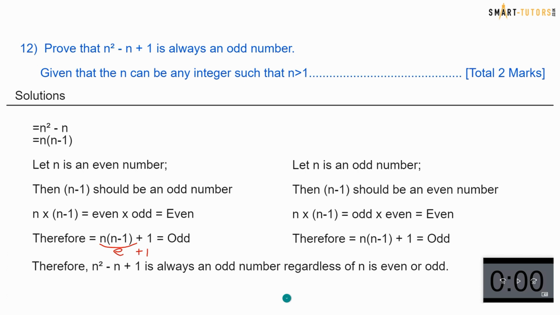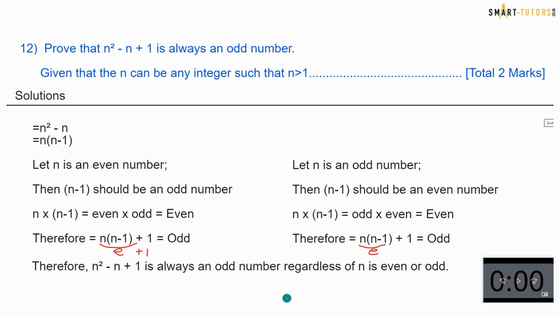So how about the second case? Suppose n is an odd number, then n minus 1 should be an even number. So n times n minus 1 is an odd number times an even number, which gives an even number, right? Therefore, n times n minus 1 plus 1 is always an odd number, because an even number plus 1 is an odd number. Therefore, n squared minus n plus 1 is always an odd number regardless of whether n is even or odd. There are many other ways to prove this, but this is a reasonable and understandable way.